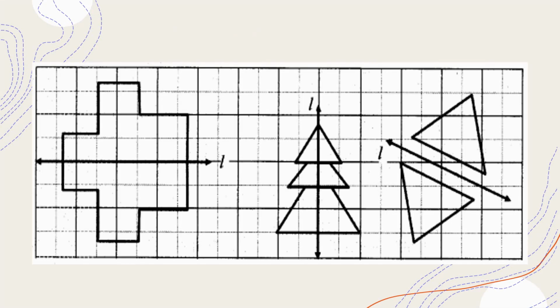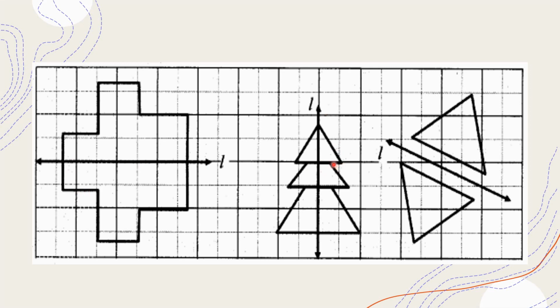So here you can see that we have drawn. So this is our line L. Here we have completed our figure by drawing the figure on the other side, such that the line L becomes the line of symmetry. So like this we have to draw. On the other side you can see we have drawn.